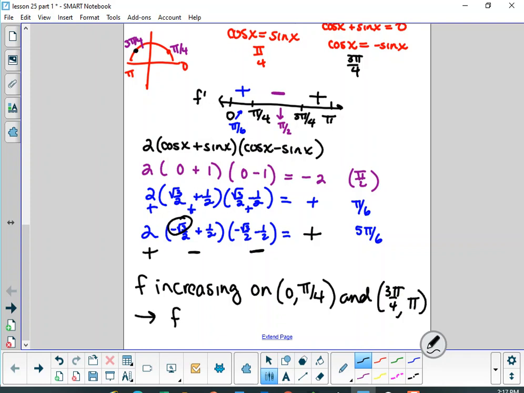How do I know that? F prime greater than 0. So it must mean, and this is where we would ask this out loud, even though this wasn't the question, that we must have a maximum here, and we must have a minimum right there.